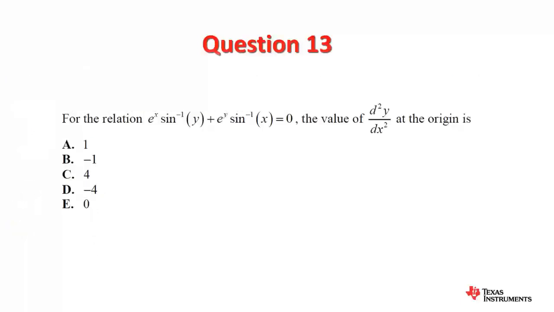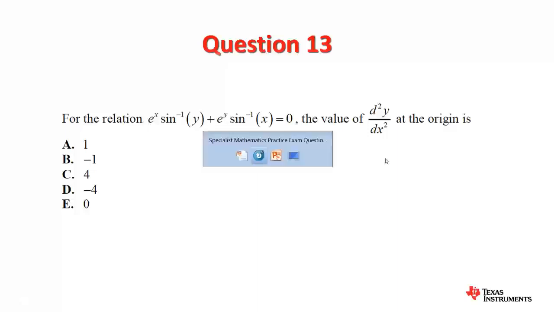Okay, so moving on to question 13, we're now looking at implicit differentiation. Not only that, we're actually looking at the second derivative. Now, these questions have been appearing a lot more commonly as of late, so it's always a good idea to be very proficient with using second derivatives with respect to implicit differentiation. Okay, so we want the relation e to the x inverse sine y plus e to the y inverse sine x equals 0, and we want the value of the second derivative with respect to x at the origin. This question is very similar to 2017's exam 2, question 6, which 46% of students got correct.